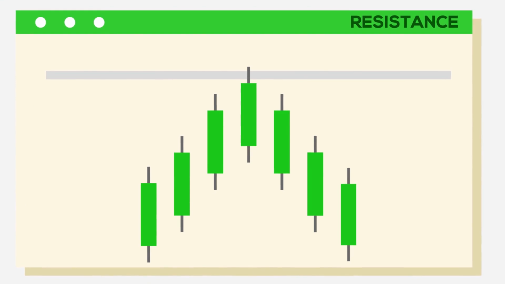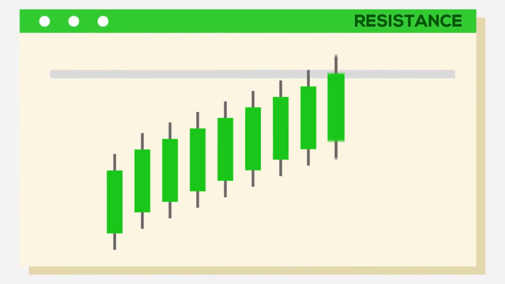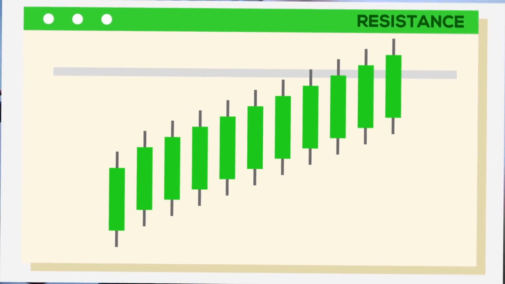So now we're on to the next thing, which is resistance. Now what the heck is resistance, right? So if support is where a stock goes down to and then bounces up, resistance is the exact opposite, where the stock goes up to but then shoots down. So let me show you guys an example.